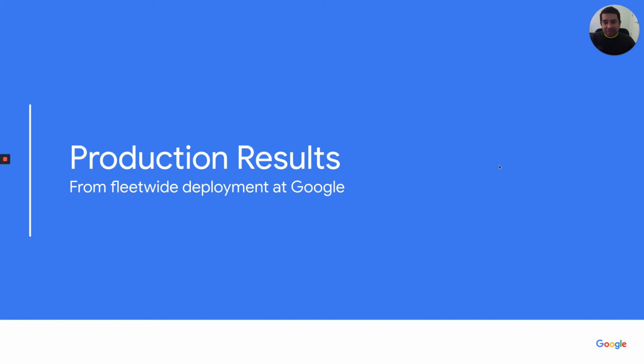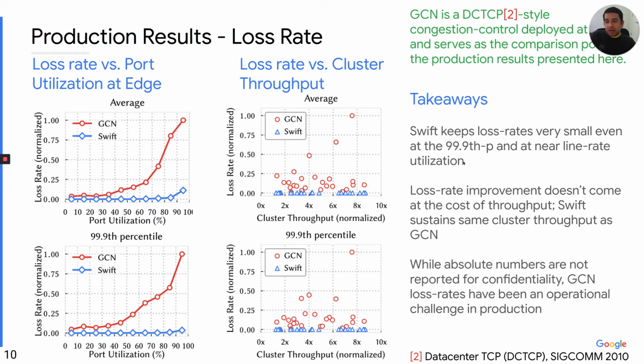With this background on Swift's design, let's briefly discuss some of the production results from our fleet-wide deployment of Swift at Google. We present quite a few production results in the paper. Here I would highlight a few of them. We present the detailed methodology and how we collect the data via switch counters and other means in the paper. One thing I would note here is that the main point of comparison for the production results presented here is GCN, which is a DCTCP style congestion control algorithm deployed at Google.